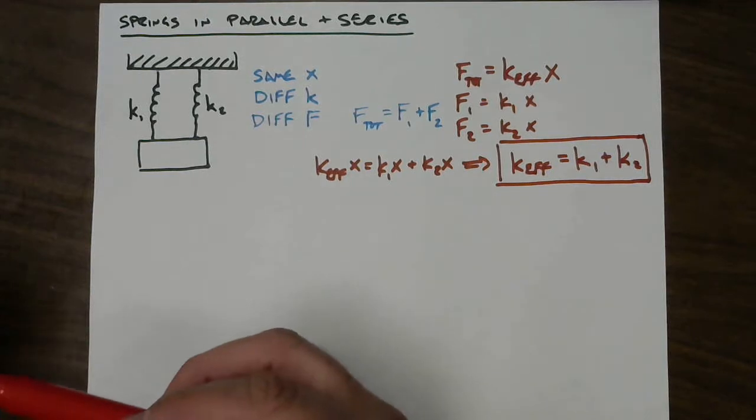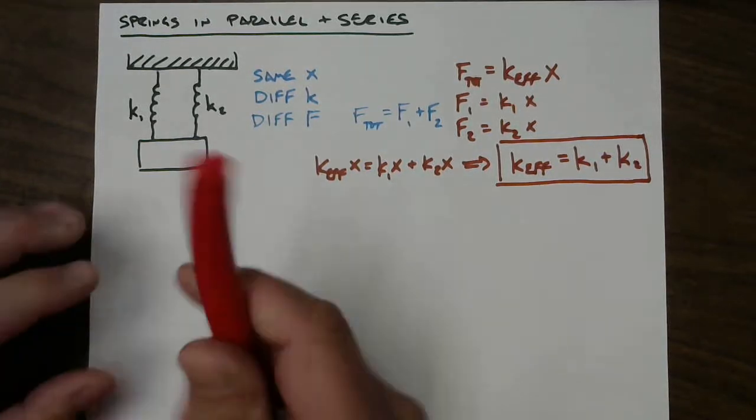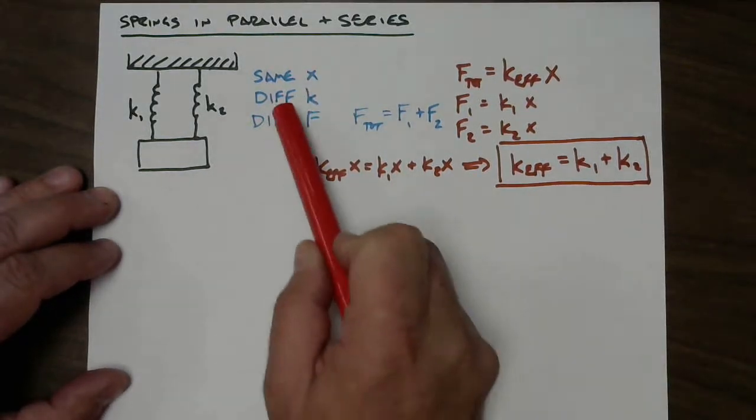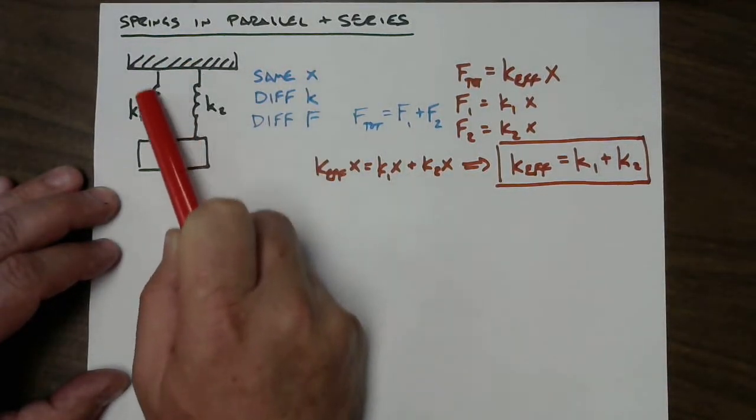their spring constants. Now, you can identify whether things are in parallel or not by the fact that they have the same amount of stretch. That is the defining characteristic, not the geometric parallelness.